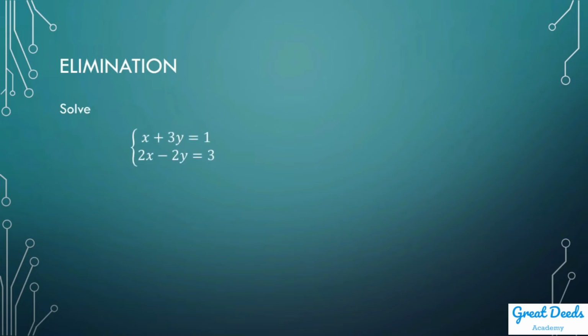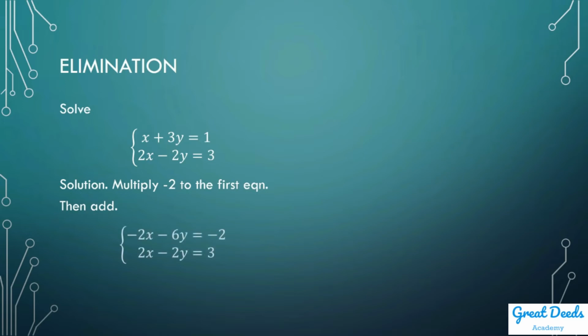Let us solve a new system, but this time let us do it by elimination. The word itself is suggesting to you what you must do. You must eliminate one variable in one equation. I will multiply negative 2 to the first equation. Why would I do that? Well, the result is what will tell you why. So the first equation, when I multiply it by negative 2, becomes negative 2x minus 6y is equal to negative 2. And then you add the two equations, and that is how x gets eliminated.